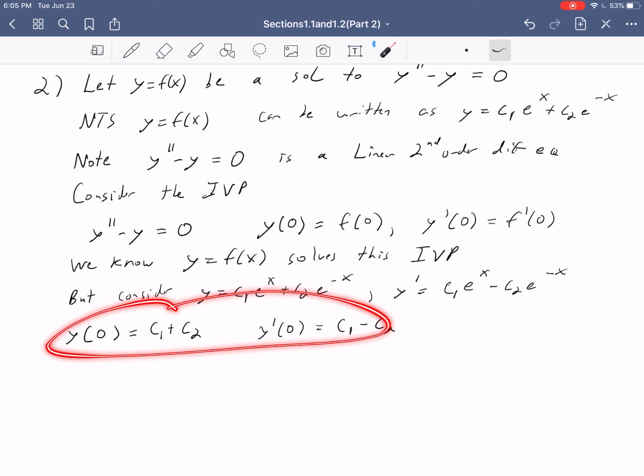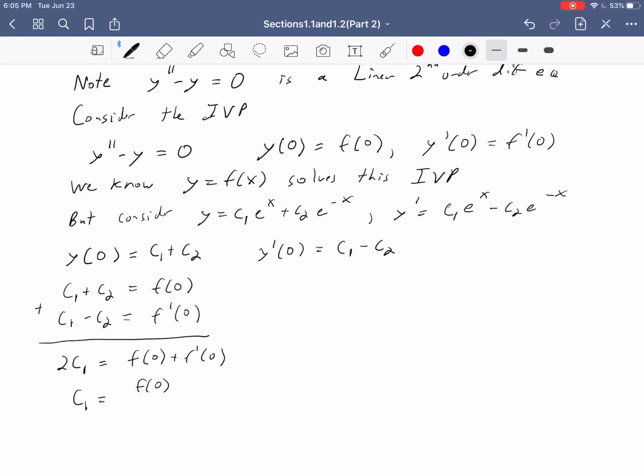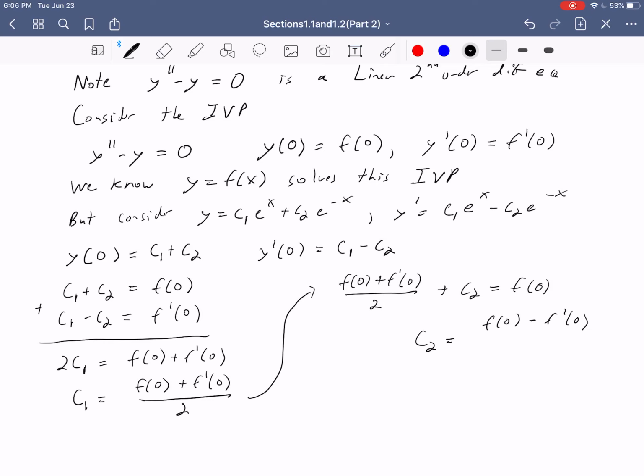But you guys can solve this for the constants. That's not hard to do. Let's go ahead and just add the equations together. If you do that, you should get 2C1 is f of 0 plus f prime at 0. So C1 should be f of 0 plus f prime of 0 over 2. And if you pop that back in, you get f of 0 plus f prime 0 over 2 plus C2 is supposed to be f of 0. Subtract that over, and you can just think about this as 1/2 and 1/2. So it looks like C2 should be f of 0 minus f prime at 0 over 2.